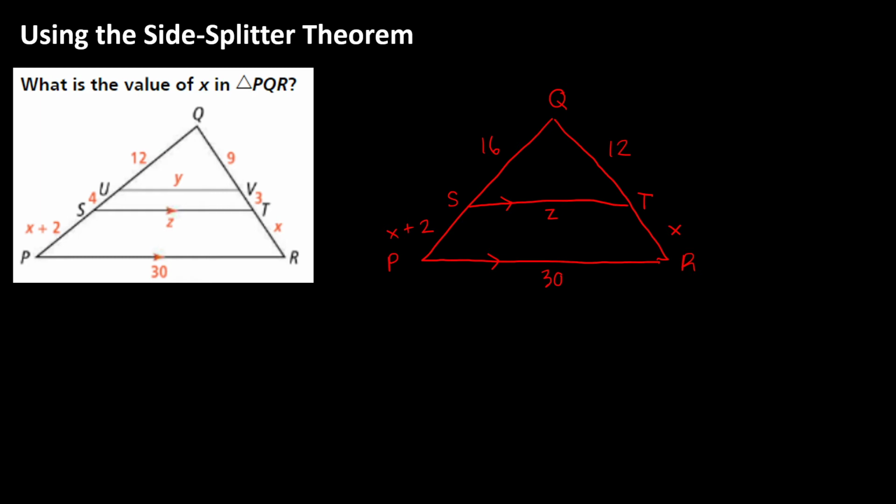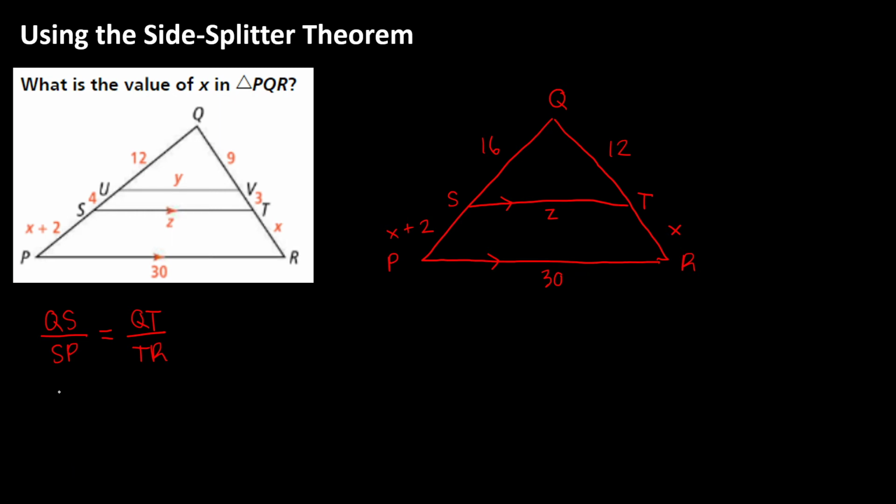So using the side splitter theorem, I know that the ratio of QS to SP should be the same as the ratio of QT to TR. I recommend setting up your proportions without the values first so you can make sure that you have the corresponding side lengths matched up correctly. So here we're going to fill in the information we know.